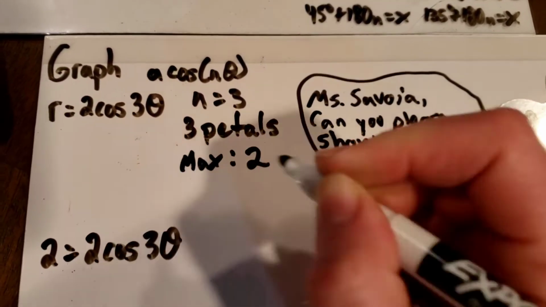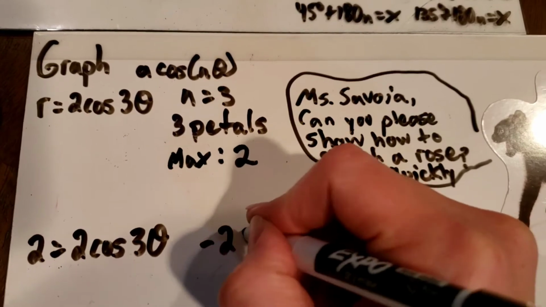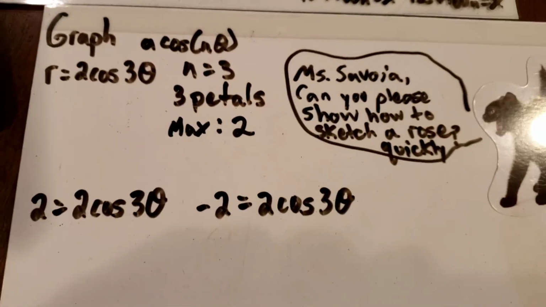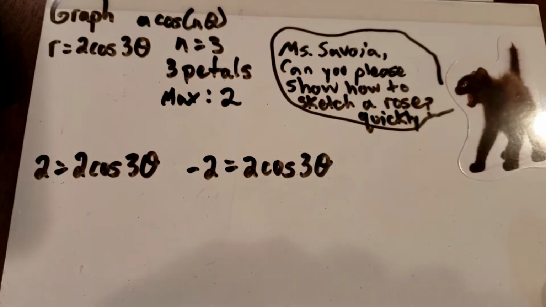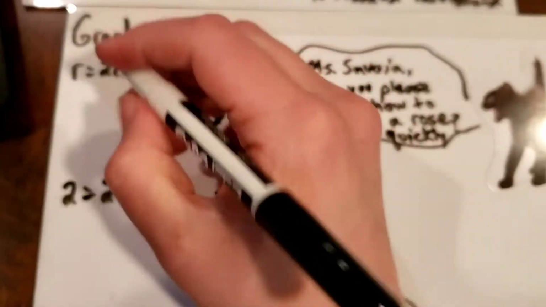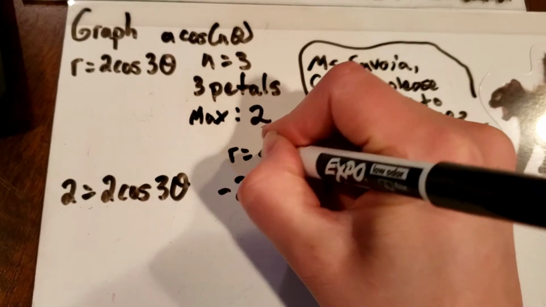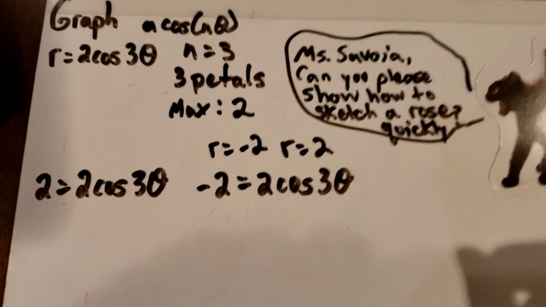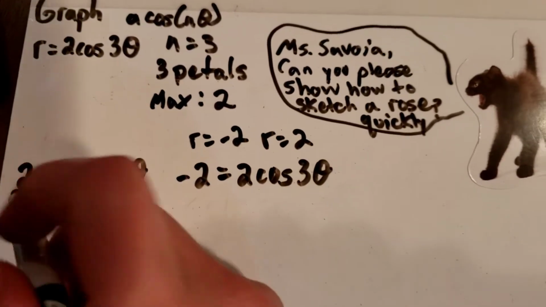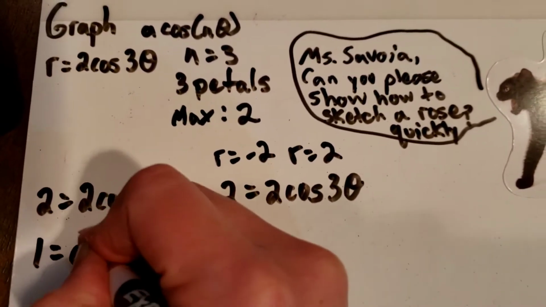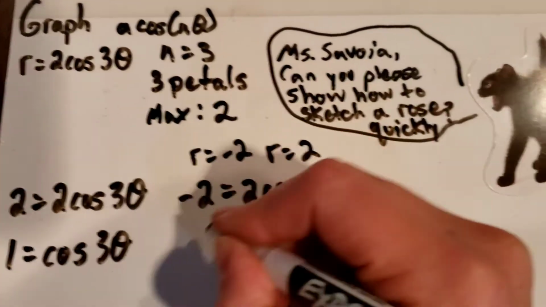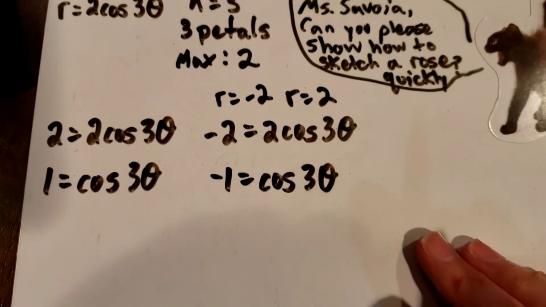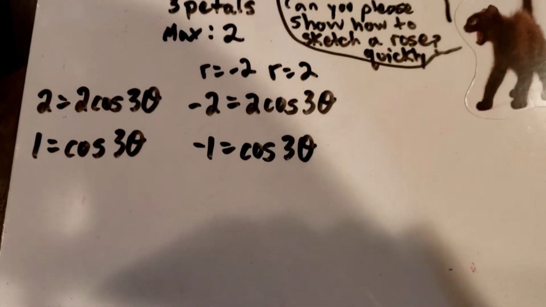And now not just 2, remember, -2 as well. So we have to solve these two equations. -2 because when r is -2, you can technically write it as r is 2 as long as you add 180. So you have to get both of these. So if we divide by 2, we get 1 equals cosine of 3 theta, and we get -1 equals cosine of 3 theta. So we're going to go through and we're going to solve these.